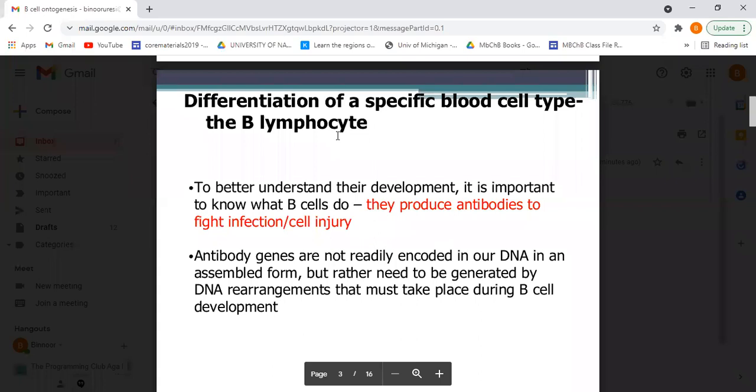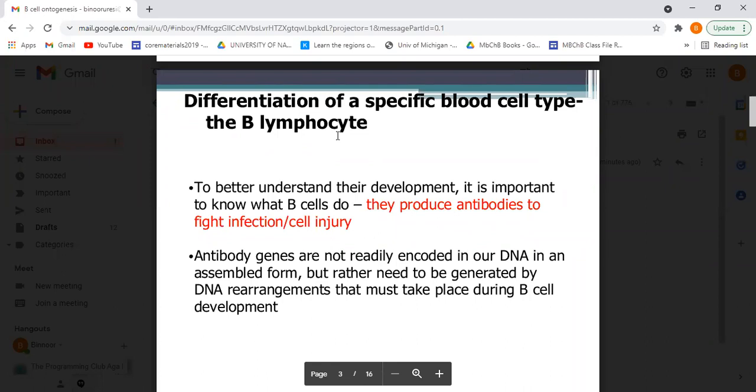Now, differentiation of a specific blood cell type, that is the B lymphocyte, to produce antibody action or cell injury. So these B cells have very important roles because the production of antibodies has various functions as we see them in terms of dealing with pathogens or cell injury.